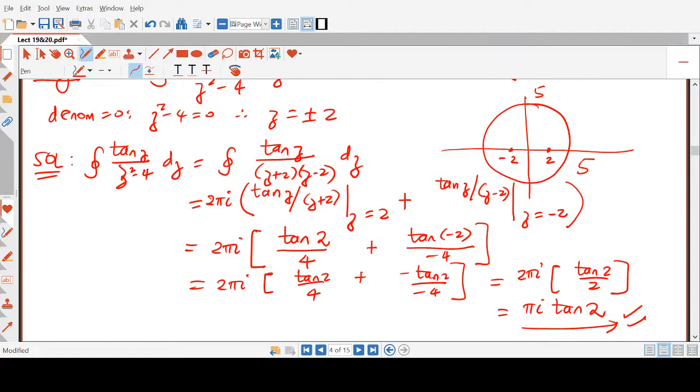Well, this comes from the theorem. The theorem said that the integral is 2 pi i times f of z naught. Remember Cauchy's integral theorem? It says the integral of f of z over z minus z naught equals 2 pi i times f of z naught. Now we're saying that it's 2 pi i times f of z naught plus f of z1 plus f of z2.